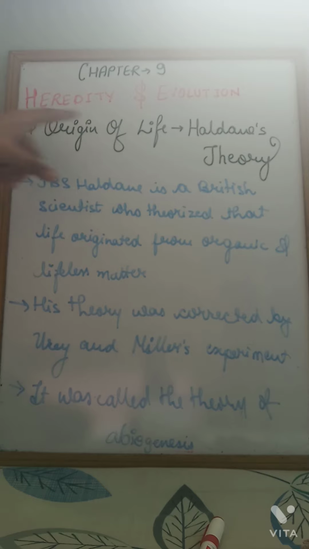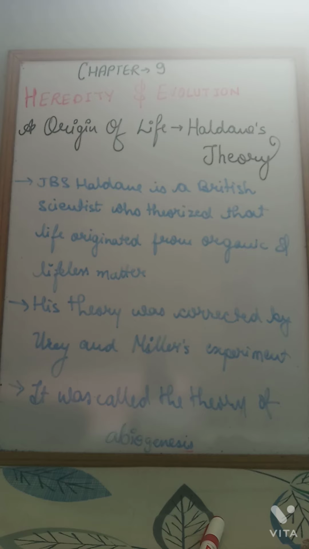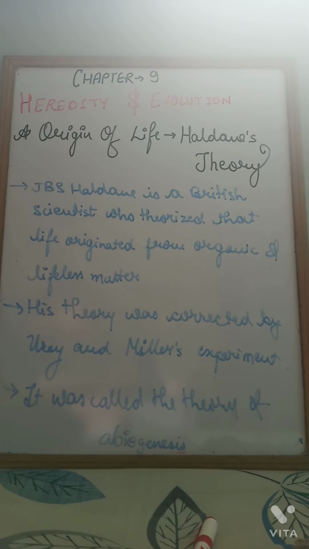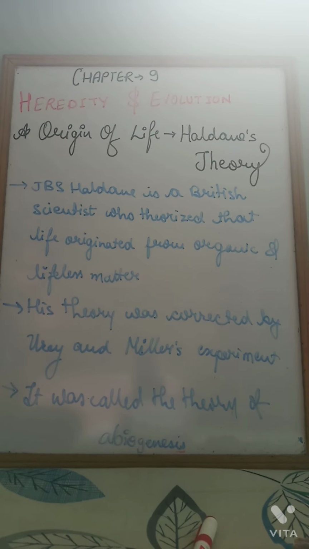Now comes the origin of life, or we should say Haldane's theory. JBS Haldane is a British scientist who theorized that life originated from organic and lifeless matter. His theory was corrected and proved by Urey and Miller's experiment, and the theory was also known as abiogenesis.